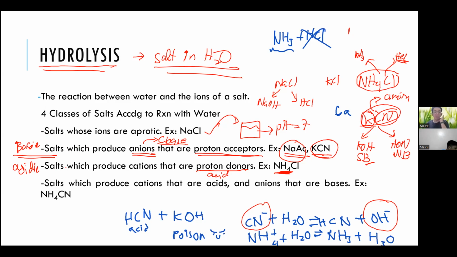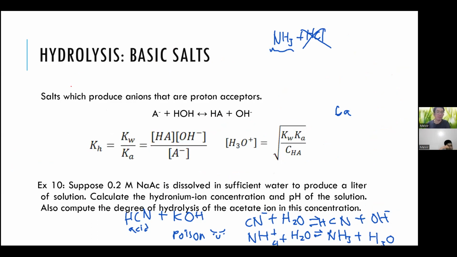So, paano kapag parehas weak yung pinanggalingan nung salt mo? Both cation tsaka anion, cation will act as an acid, anion will act as a base. Katulad nito, ammonium cyanide. So, yung ammonium cyanide, it's a double salt, no? So, double salt ba ang term? Hindi double salt yung term dyan.